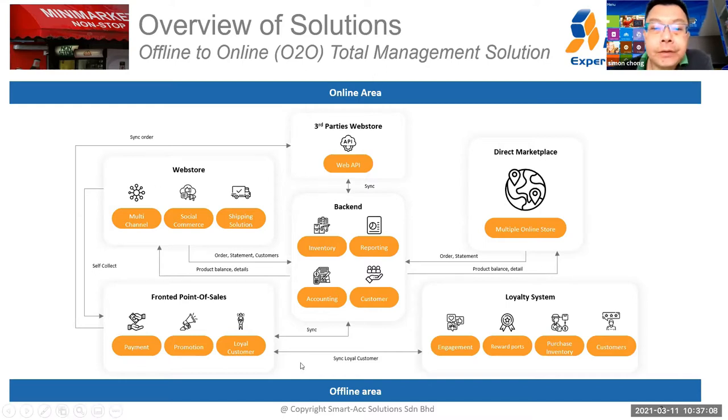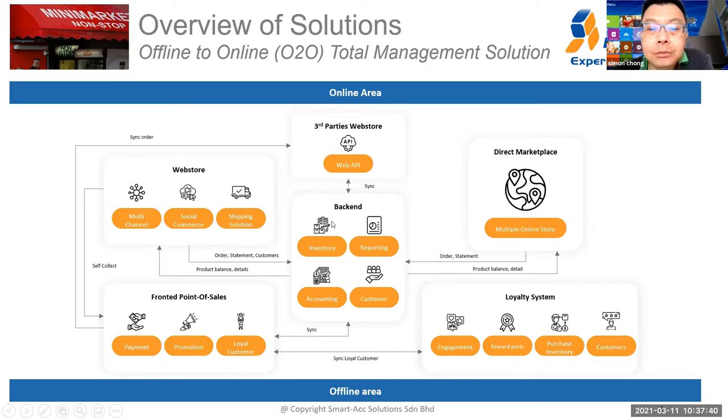From here you can see, we need to let the merchant know our system comes from the back end. The back end has inventory control and accounting modules that produce all the reporting you want, and manage customers for the wholesaler industry. From there, we expand our business to the point of sale system, whereby you can encash with payment collection and e-wallet collection, do some promotion, and then do the loyalty program to engage with customers at the front end POS.